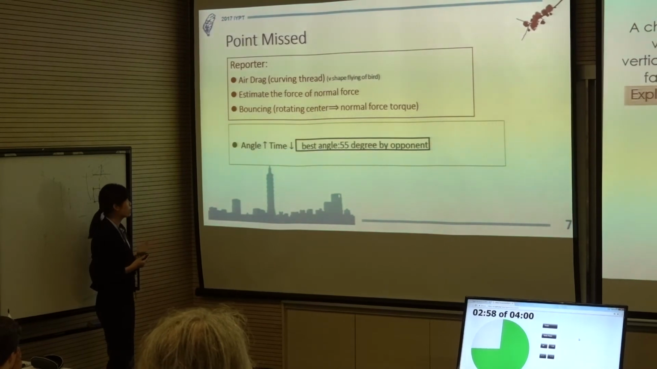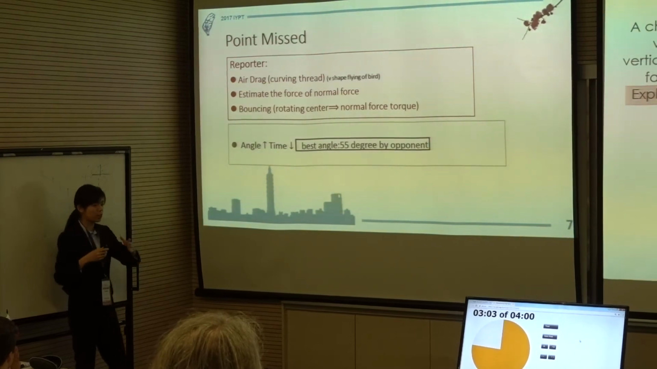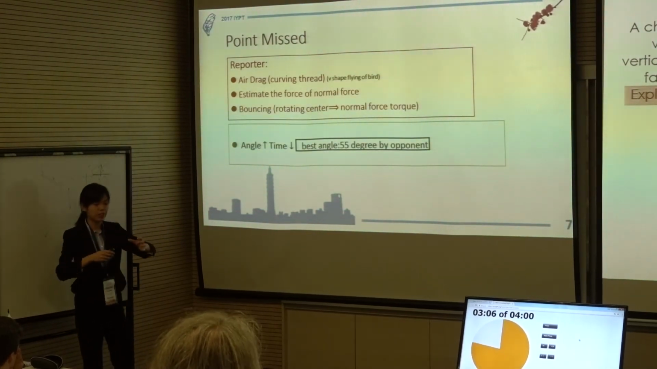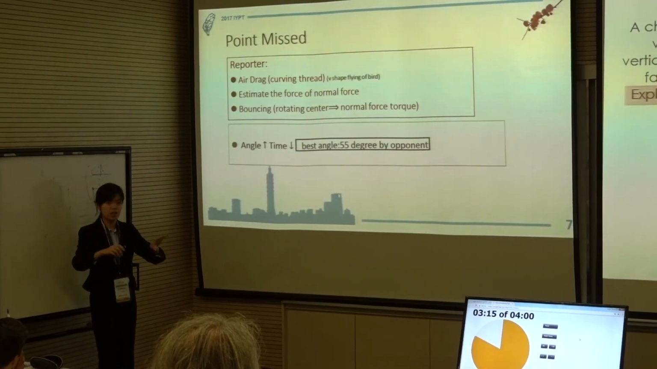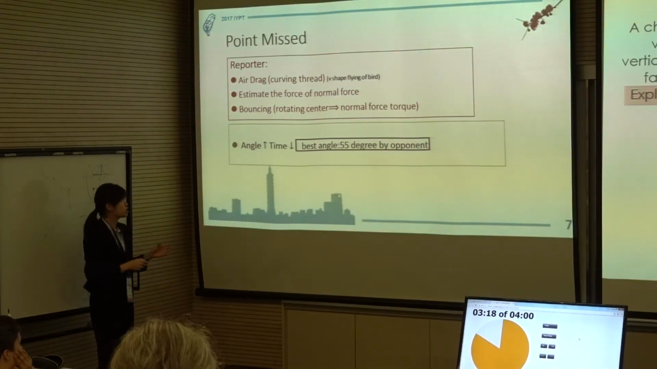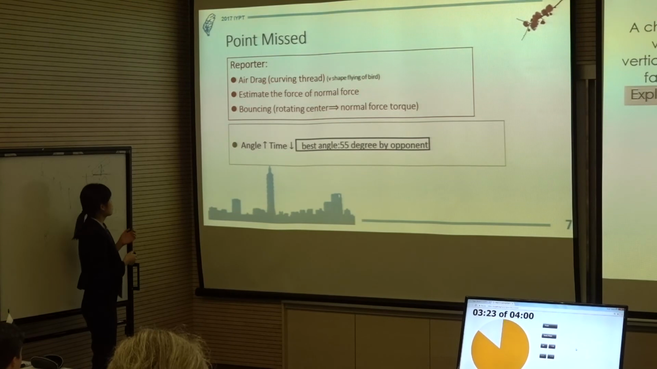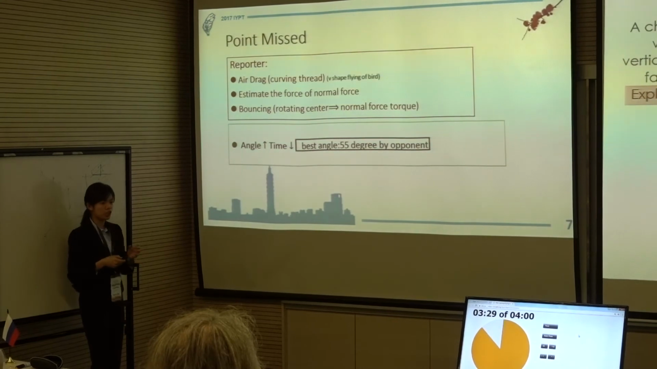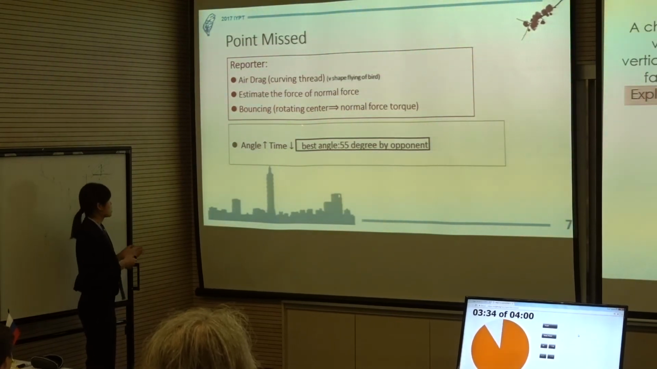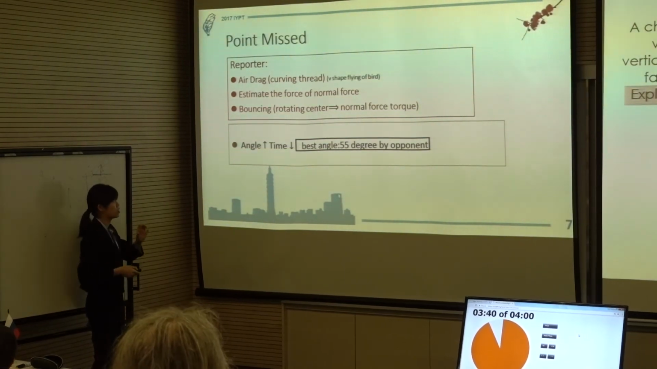And the point is, the reviewer thinks that first he should consider the air drag, because we know that like birds flying in a V shape, the first bird will get most of the air drag, and it will benefit the birds in the back to fly faster. So I think that the bottom of the sticks will have the most air drag. He should also estimate the normal force on the chain, and also the bouncing. He should calculate it in his theory, because I think it matters, because the rotating center is also changing, and it will affect the normal force torque.